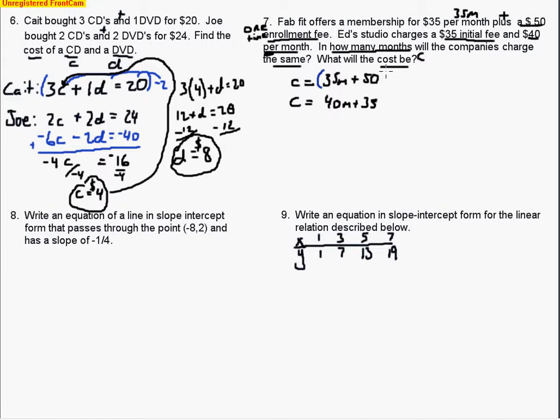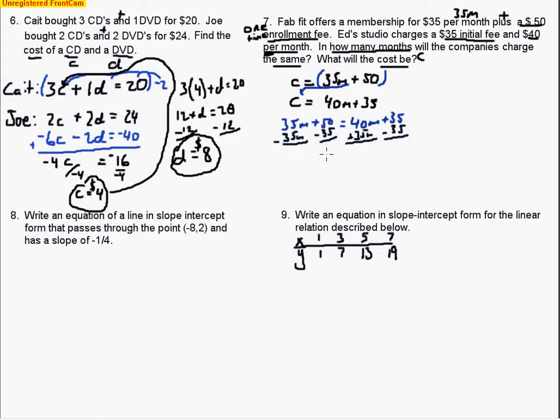So let's go ahead and take this 35M plus 50 and put it in place of that variable, C. So let's rewrite it. 35M plus 50 equals 40M plus 35. So we can go ahead and do some work there by doing some opposite operations, bringing variables to one side. So I'm going to go ahead and subtract this 35 from both sides. That'll bring the constants to the left. And then I'll subtract this 35M from both sides. That'll bring the variables to the right.